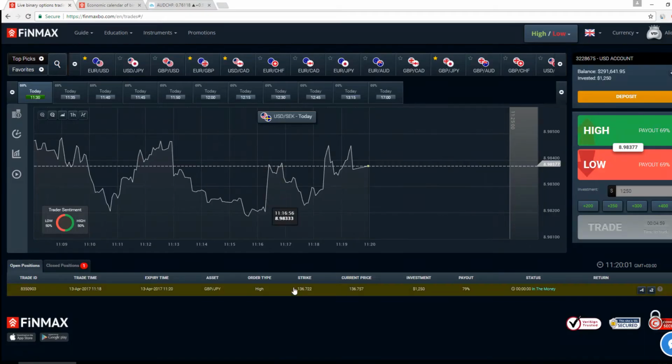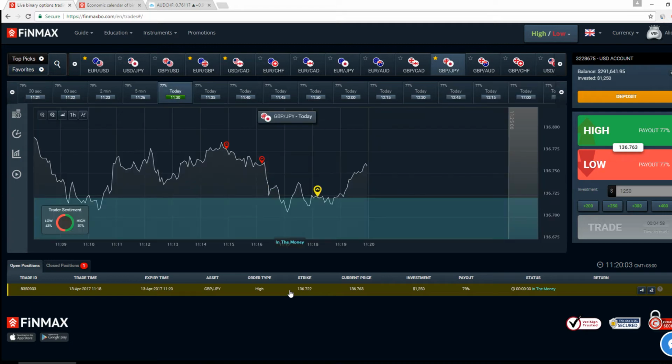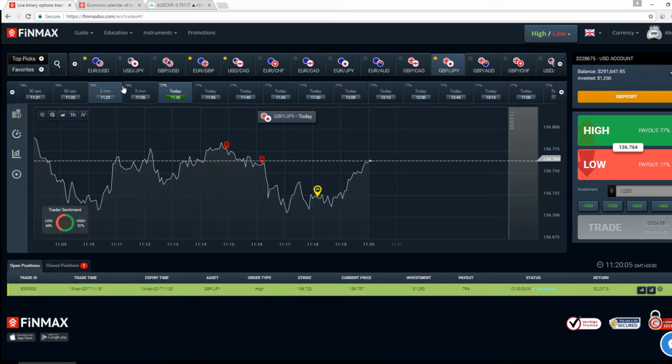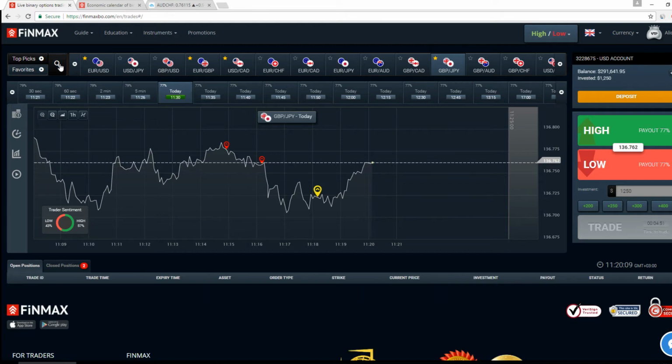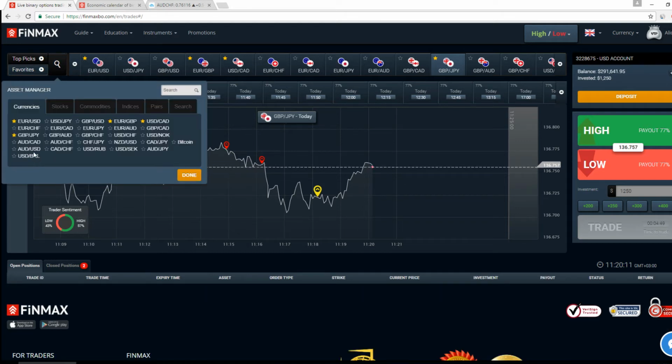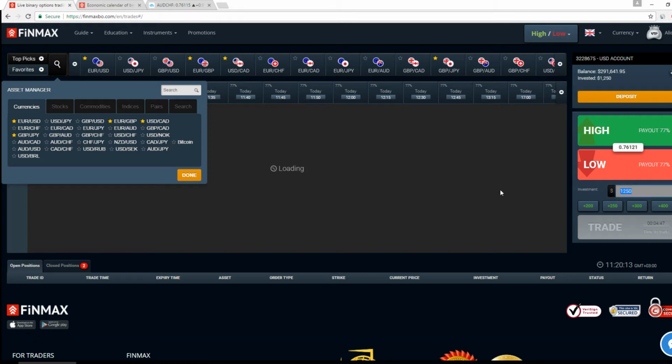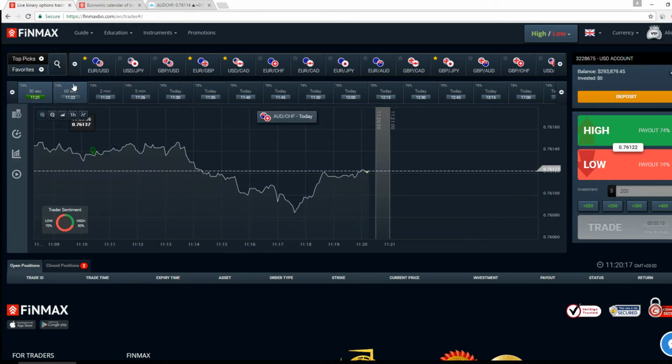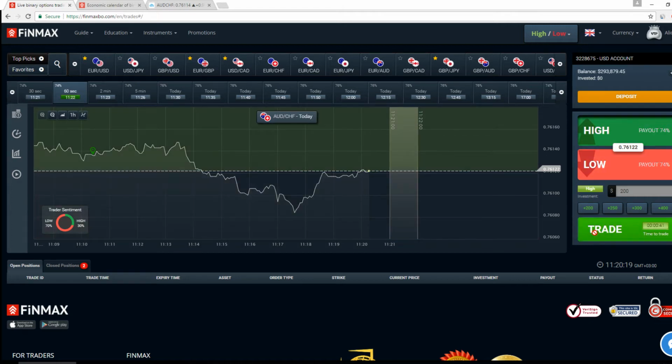Australian to Swiss franc. Okay, this one expired also in the money. Australian to Swiss franc. Let's enter that position. Okay, let's go for high.